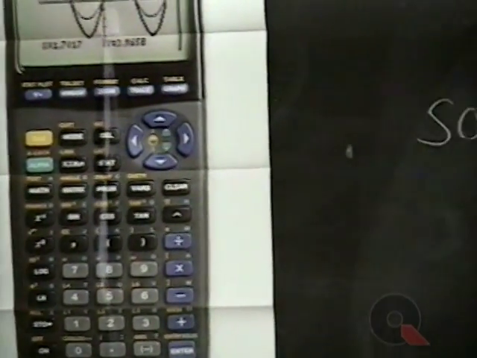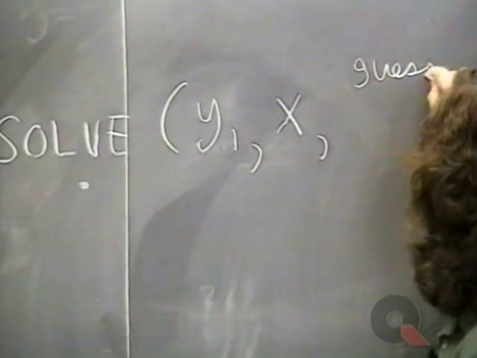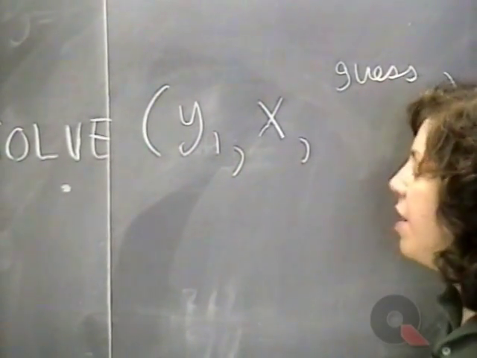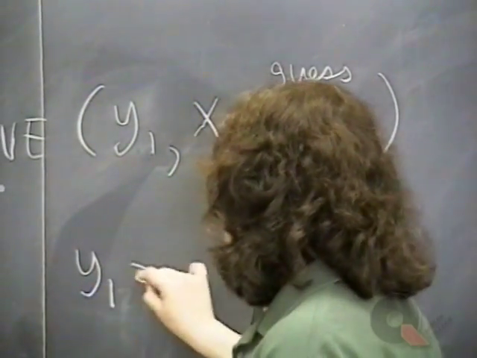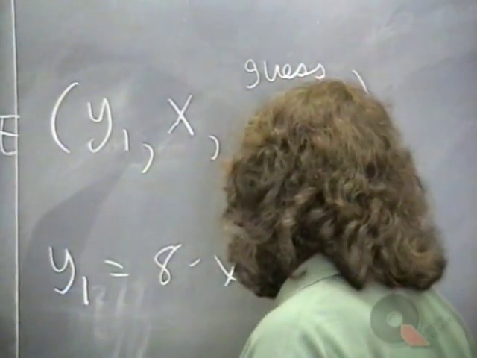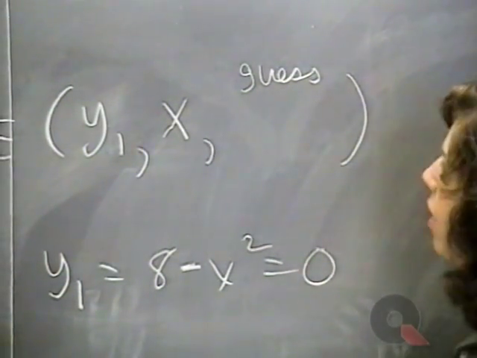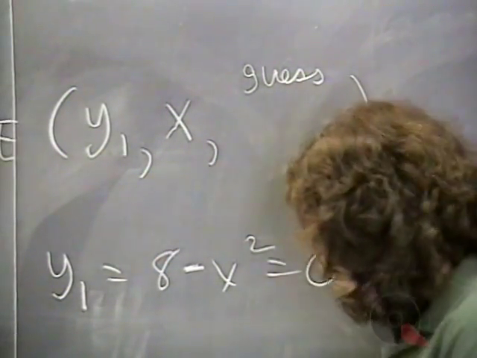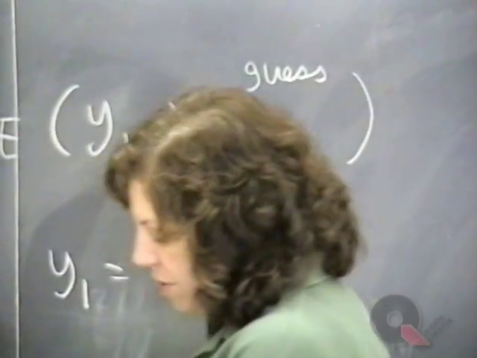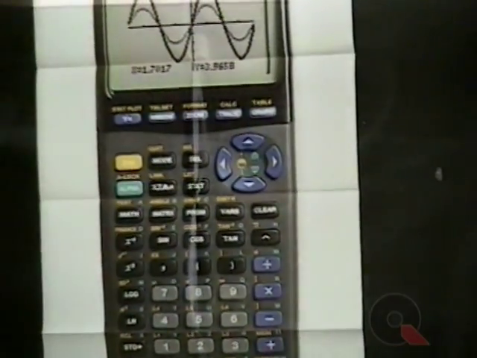Okay. So, comma, x, comma, a guess at what you think the solution is. For example, we know, for this particular equation, when we set y1, which is 8 minus x squared, equal to 0, there are two solutions, namely plus or minus the square root of 8. Okay? If we guess around 2, we'd have to go back, if you wanted to look for a guess, in other words, let's go back temporarily. I'm going to hit the y equals key. You have the y equals 8 minus x squared.